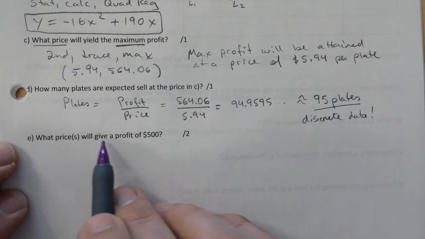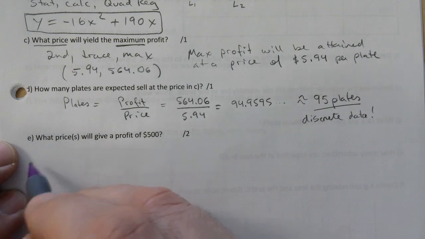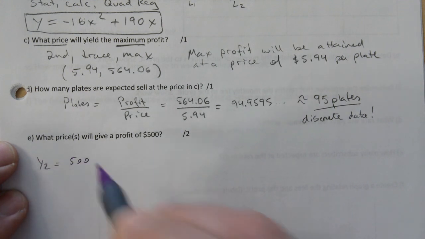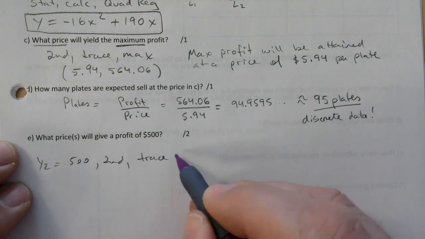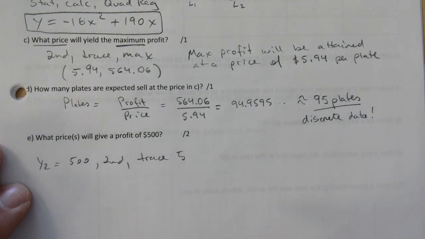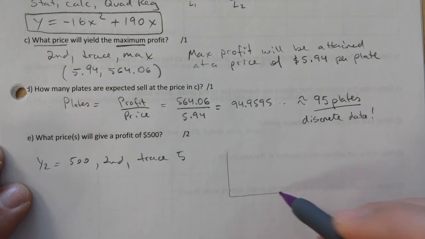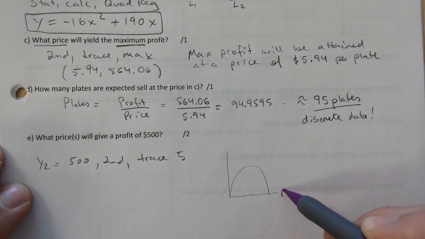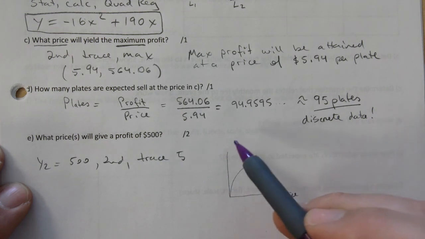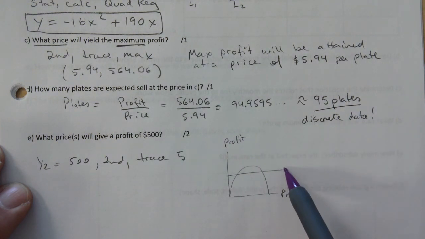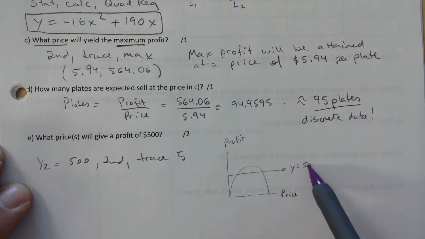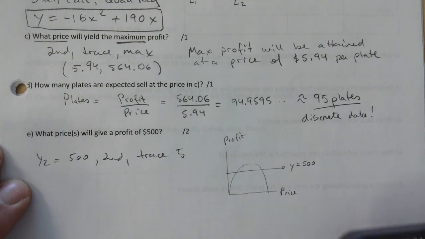What price or prices will give a profit of 500 bucks? Y2 is equal to 500. So this is something that you can expect, an AC like this, right? Second trace 5, and I'll just show you a little. It goes like this. This is price, profit. And we're going to draw a line here. This is our y equals 500 line. Right? I'm going to find out.